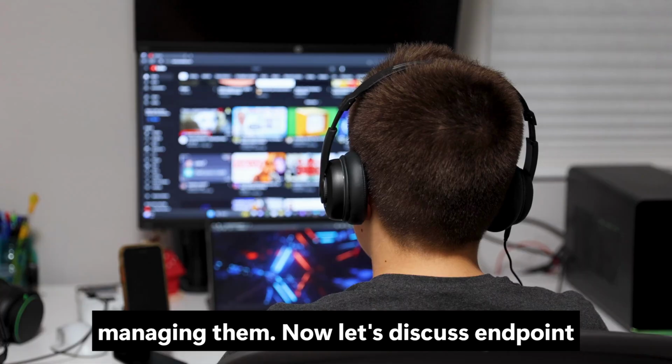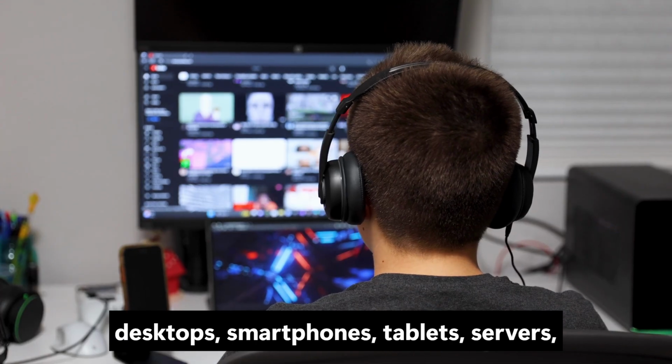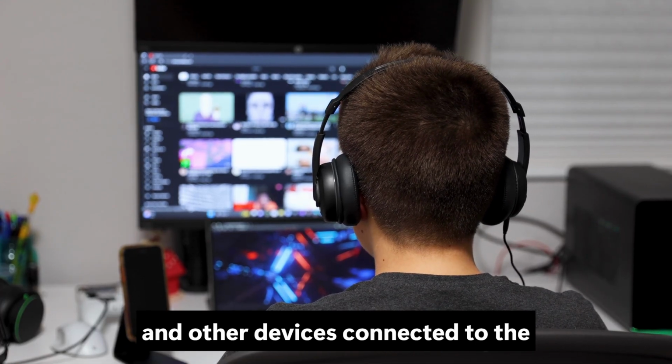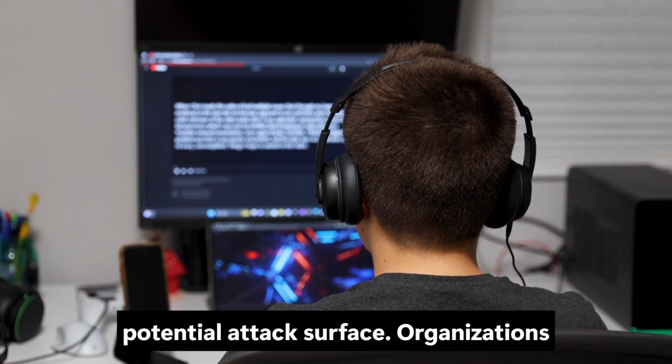Now let's discuss endpoint security. Endpoints include laptops, desktops, smartphones, tablets, servers, and other devices connected to the network. Each endpoint represents a potential attack surface.